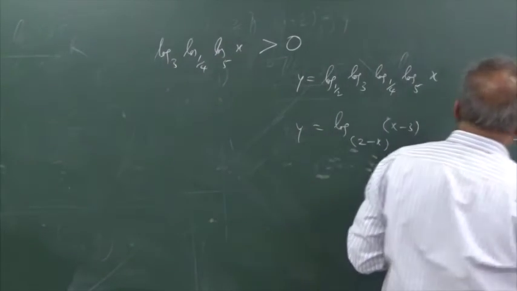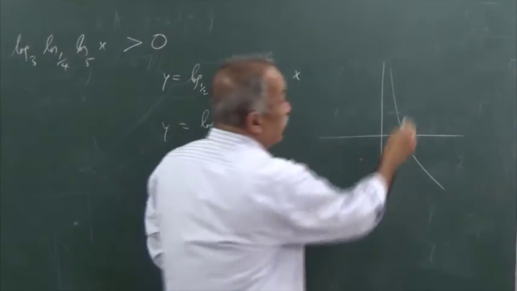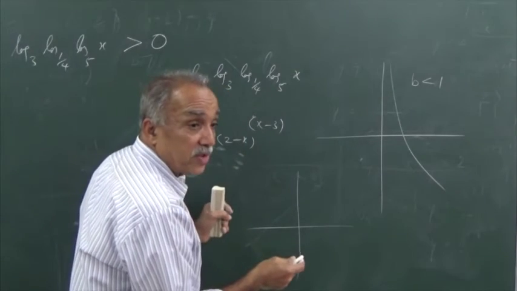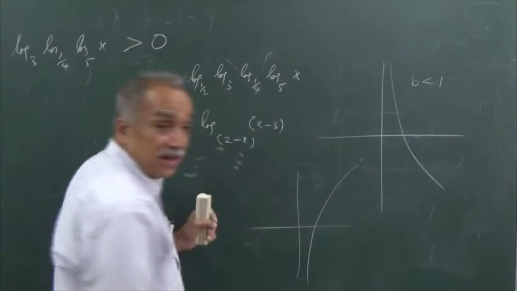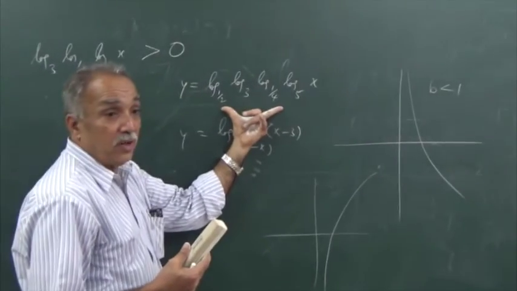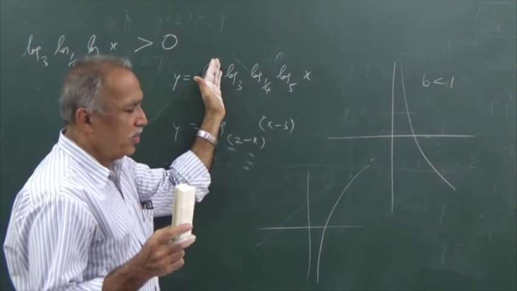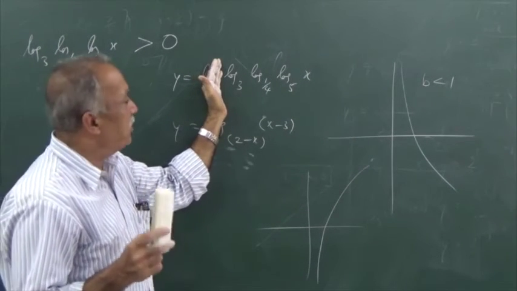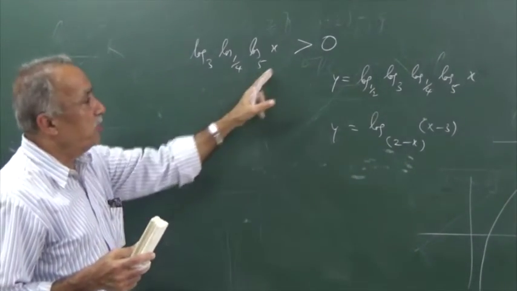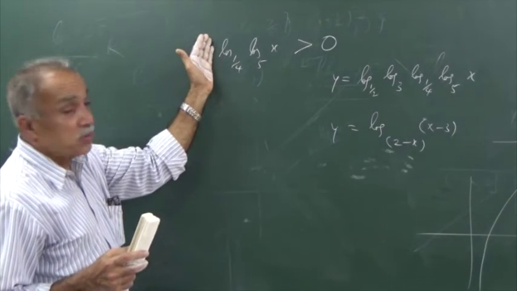Let me consider the graphs. For base less than 1, this is the graph. I am right, I suppose. And for base greater than 1, the graph is something like this. Keep this in view. I want this to be meaningful. For that, I want this to be positive. I am sorry. Yes, this must be positive. Okay, no mistake has been committed at this stage. This has to be positive, greater than 0. Perfect. Now to have this meaningful, this must be positive.